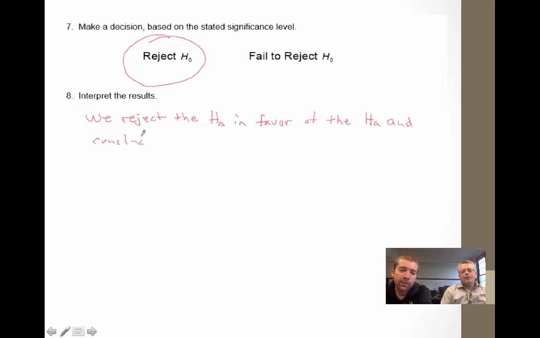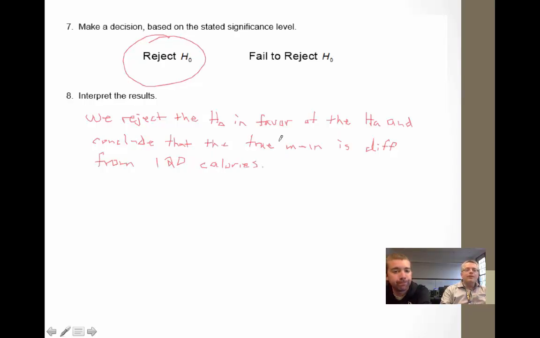conclude that the true mean is different from 120 calories. It looks like it was more, but our test was a two-tail. Okay, done. So many familiar things, patterns.